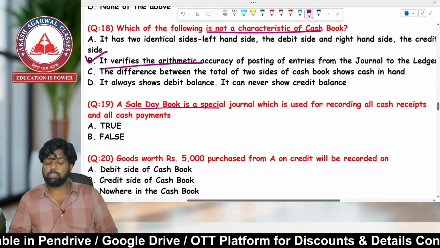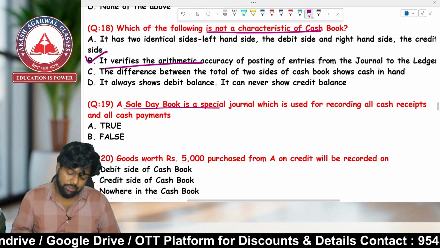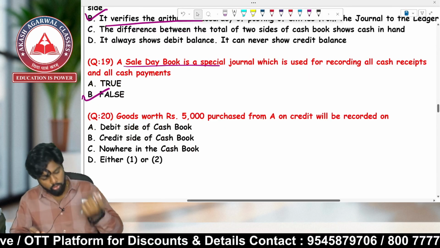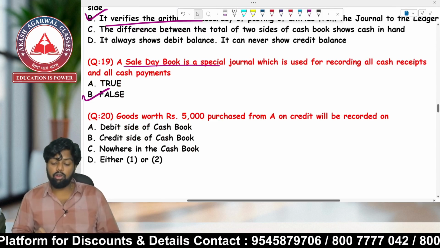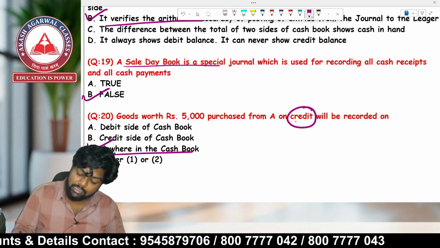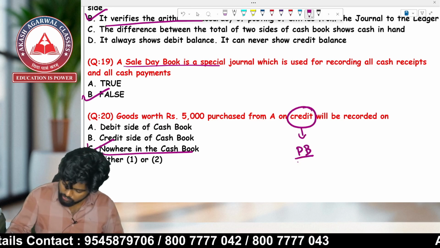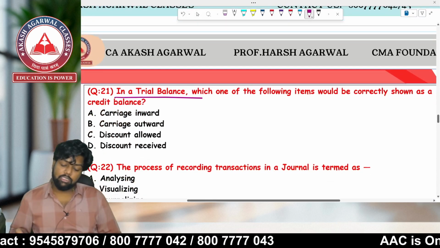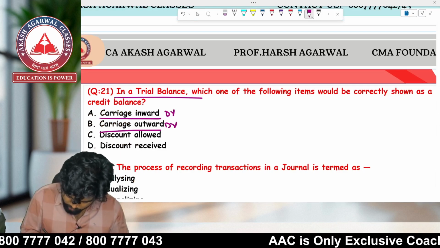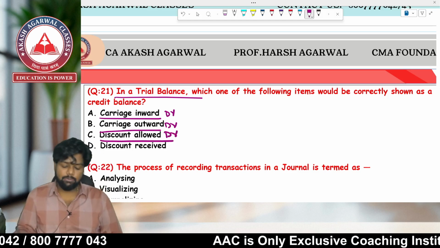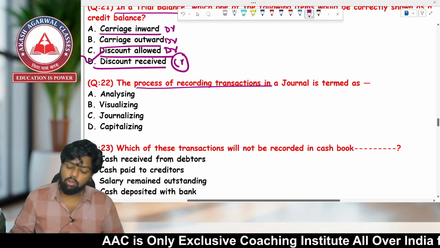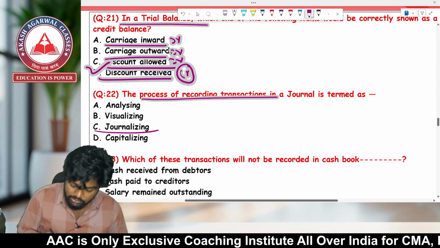A sales day book is a special journal to record all cash receipts. False. For all cash receipts we have to maintain the cash book. Goods worth 5,000 purchased from A on credit will be recorded nowhere in the cash book because it is a credit transaction. It will go in the purchase book. In a trial balance, which of the following items will be shown as a credit balance? Carriage inward expense, debit balance. Carriage outward expense, debit balance. Discount allowed expense, debit balance. Discount received, credit balance. Income. The process of recording transactions in the books of journal is known as journalizing.